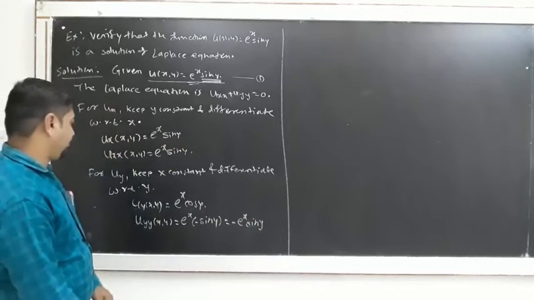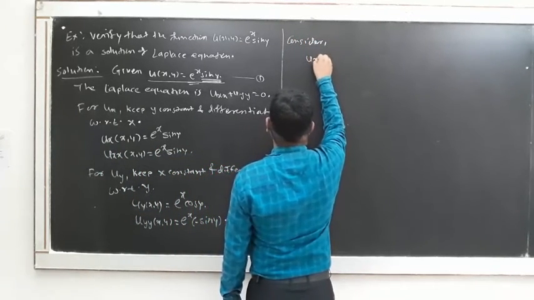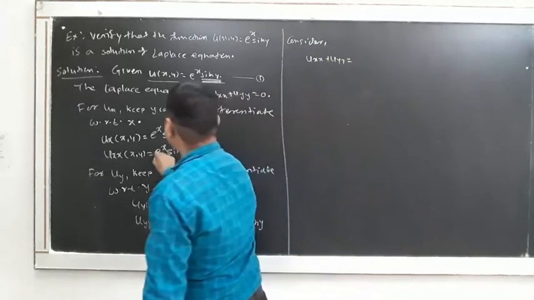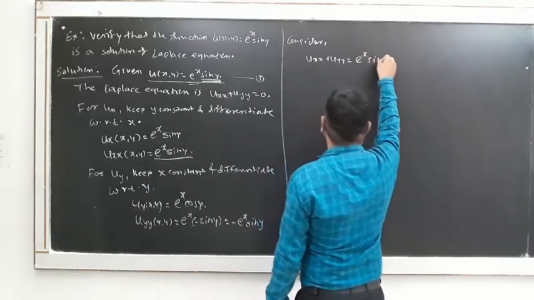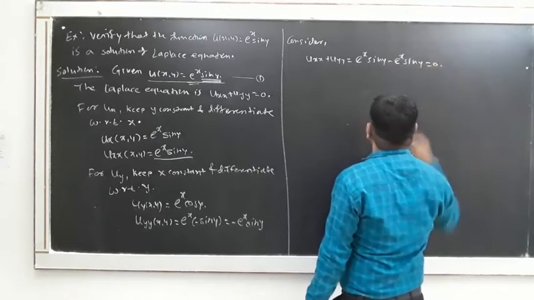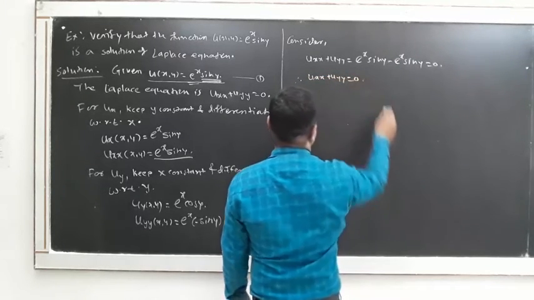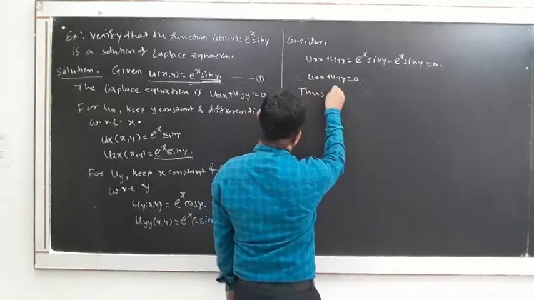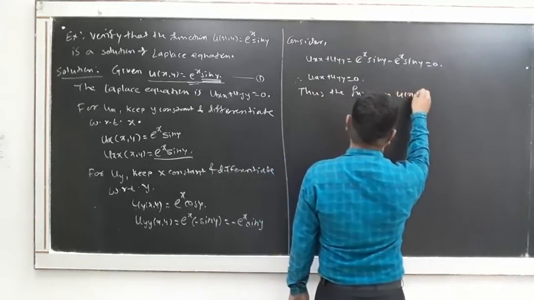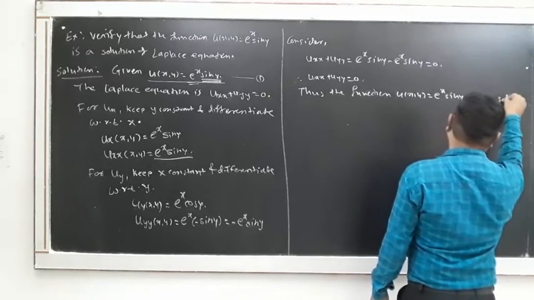Now consider uxx plus uyy. What is our uxx? e raised to x sin y, minus e raised to x sin y, and it is equal to 0. Therefore uxx plus uyy is equal to 0. Thus the function u of xy is equal to e raised to x sin y is a solution.